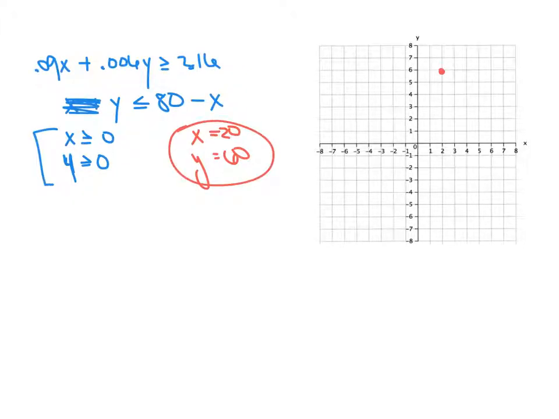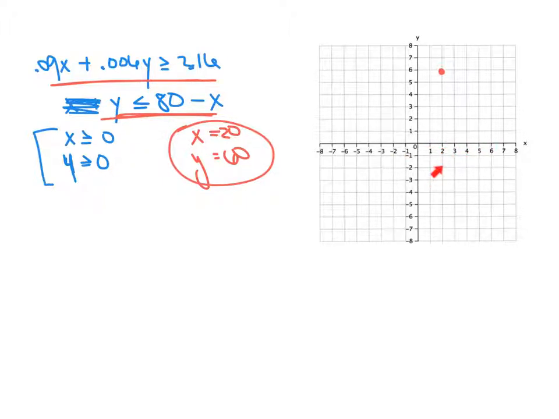Okay, that's it. But then I need to be able to draw the line of this one and the line of this one. So in order to draw the line of, say, this equation right here, I have one point on the line. I have to have another one. So what I suggest doing is find out where this line crosses the y-axis, or where it crosses the x-axis.